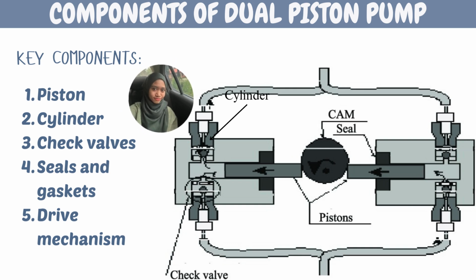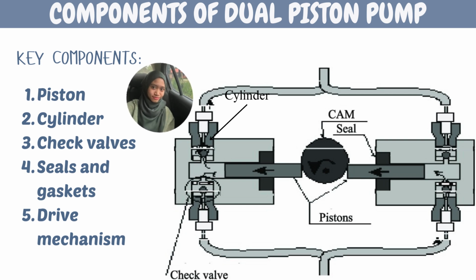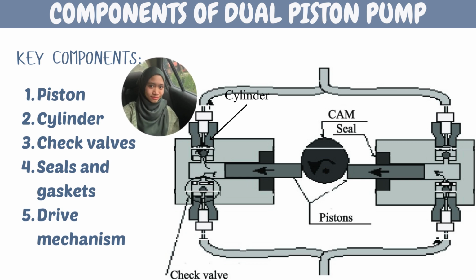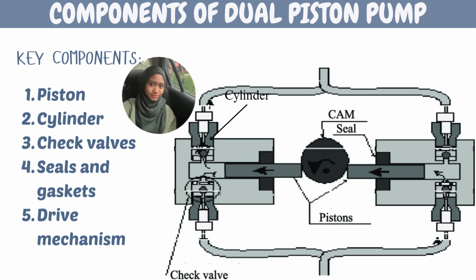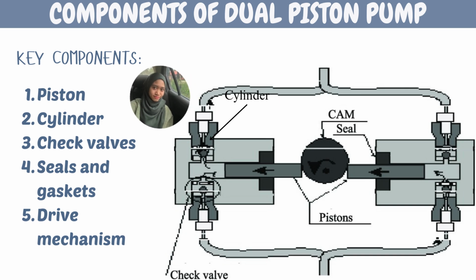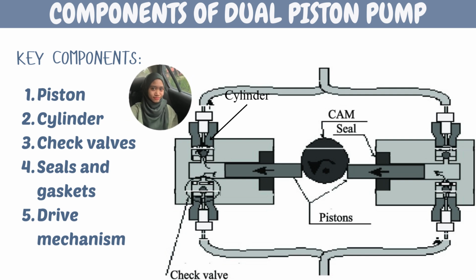The second one is cylinder, which is the chamber where the pistons move, providing a sealed environment for fluid displacement. Next is the check valve. These include intake and outlet valves that control the flow of fluid into and out of the cylinders. The fourth one are seals and gaskets. They are packed around the pistons and within the cylinder head to prevent fluid leakage.